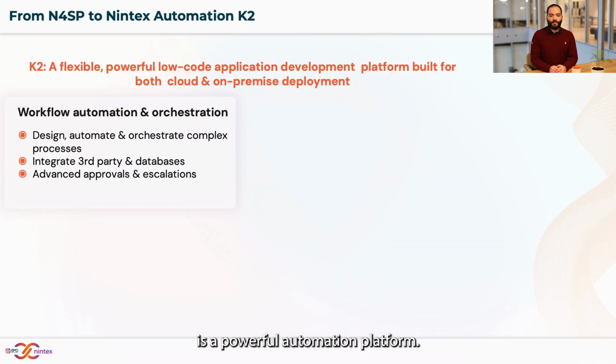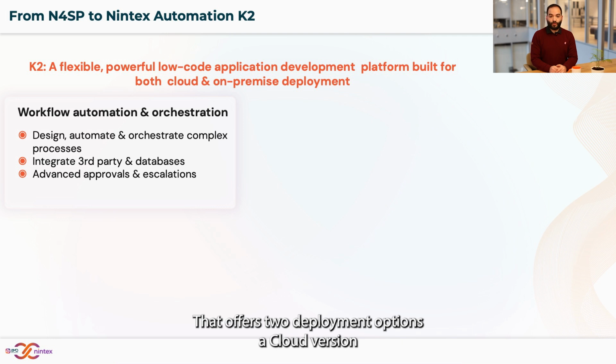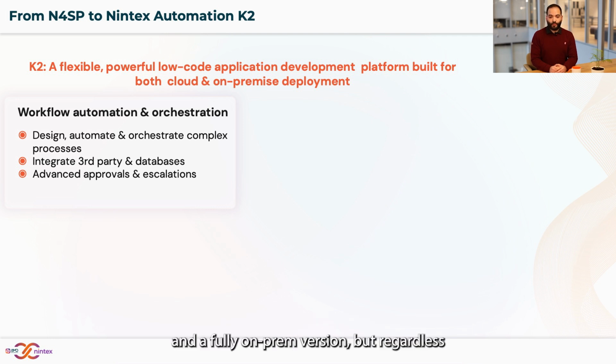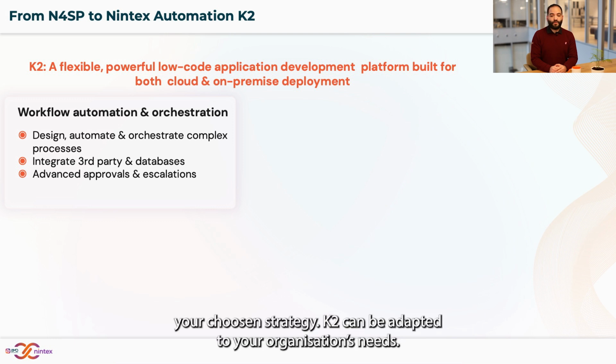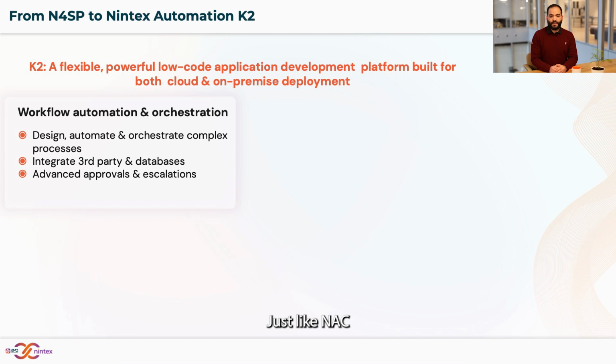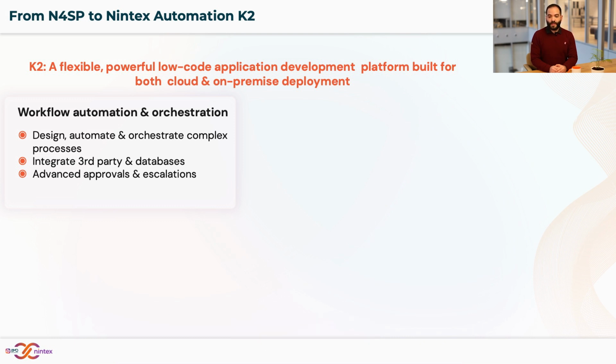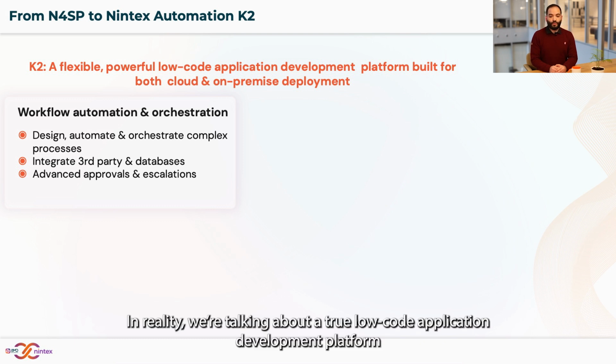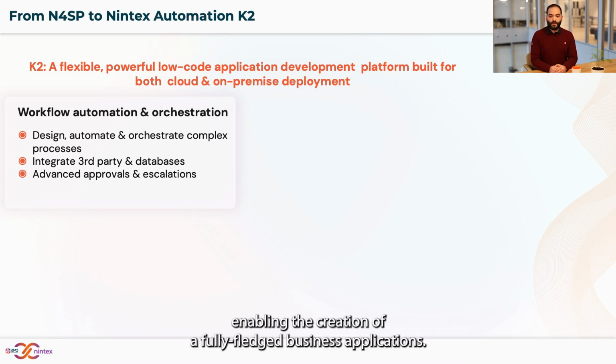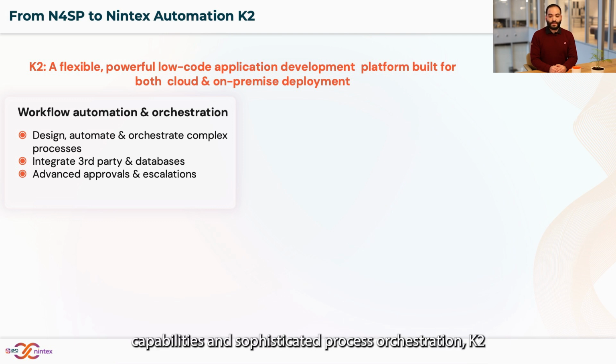Nintex Automation, or K2, is a powerful automation platform that offers two deployment options, a cloud version and a fully on-prem option. This means that regardless of your chosen strategy, K2 can be adapted to your organization's needs. Just like NAC, K2 allows you to build workflows and forms, but it goes even further. In reality, we are talking about a true low-code application development platform, enabling the creation of fully fledged business applications.